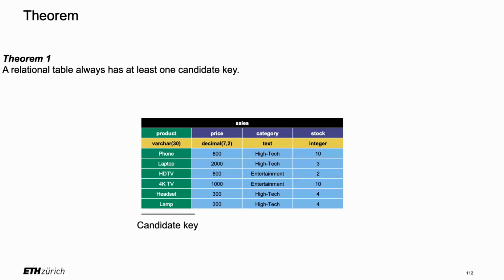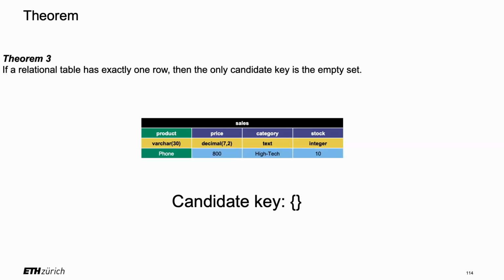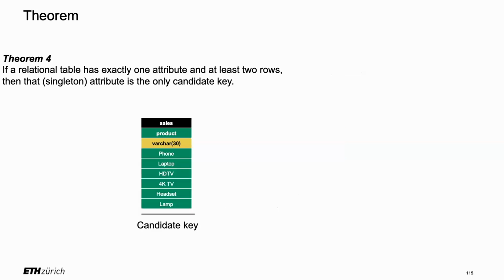Then there's the mathematician's case. If the relational table is empty, then the only candidate key is the empty set. Like, who cares? But still, mathematically, it has to be said. If the relational table has only one row, then the only candidate key is the empty set. How do you say no? Because there's only one tuple, so identifying tuples is trivial. You know what tuple it is, so you don't need any attributes. Another theorem is that if a relational table has exactly one attribute, just one column, and at least two rows, then that attribute as a singleton is the only candidate key. Okay, that's also a mini theorem.